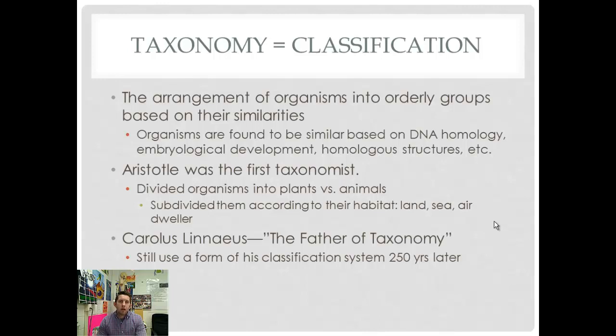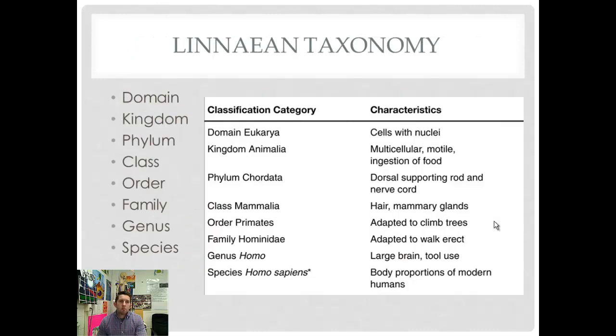Moving on in time, we're talking about 250 years ago as opposed to 2,000 years ago. Linnaeus, okay? Linnaeus is considered the father of taxonomy. We still use his classification system today, some form of it. We've added a little bit. We've added domain to it. But the levels of taxonomy are as follows, and we're starting with the most broad and moving toward the most specific. Domain, kingdom, phylum, class, order, family, genus, and species.